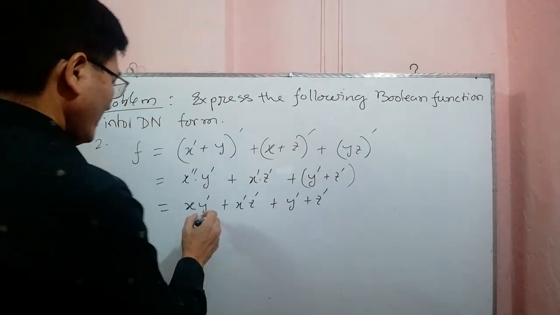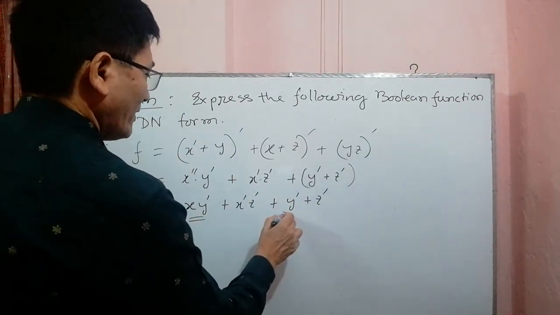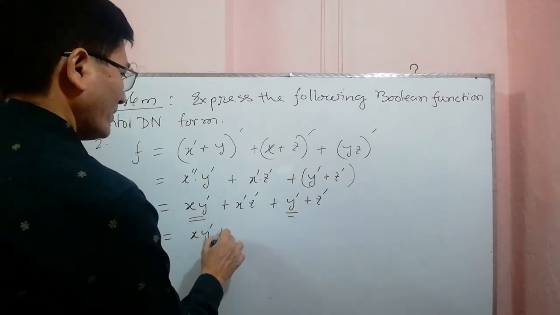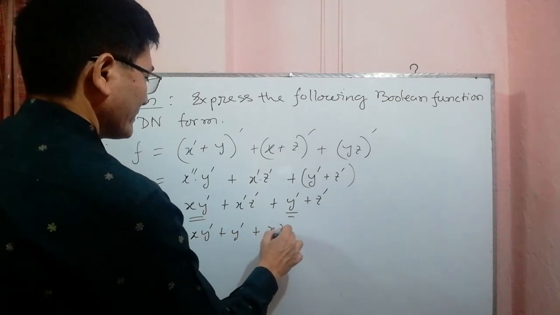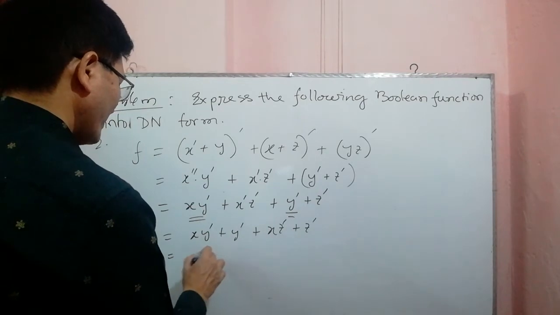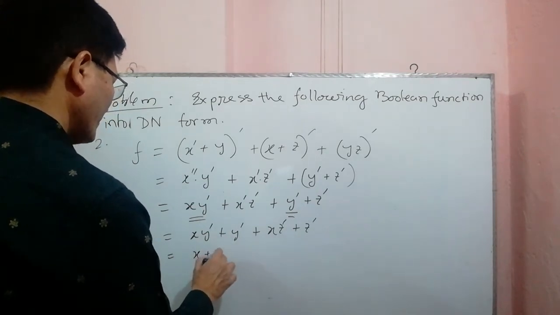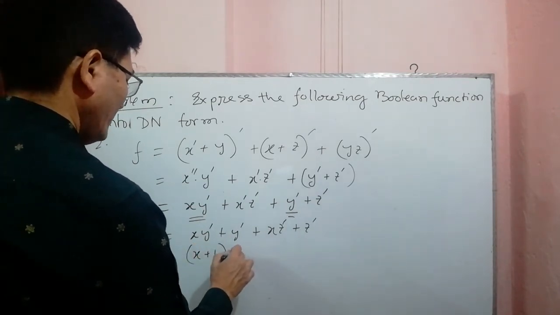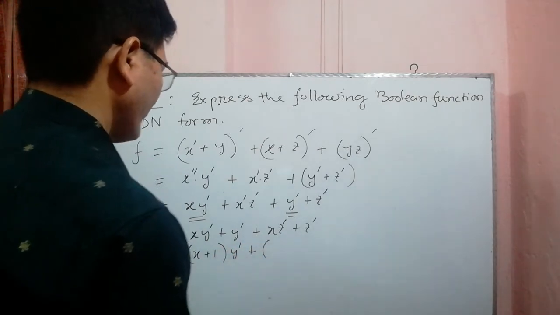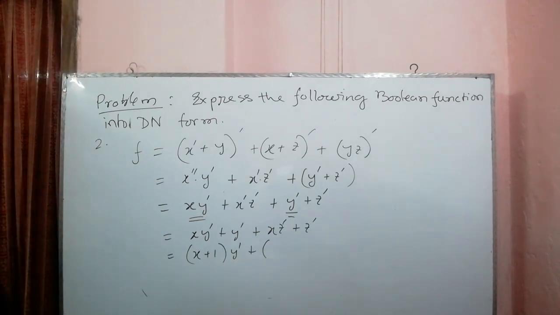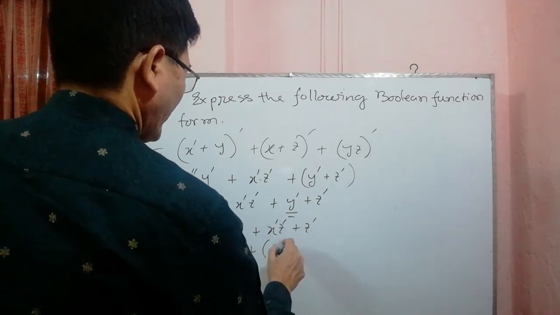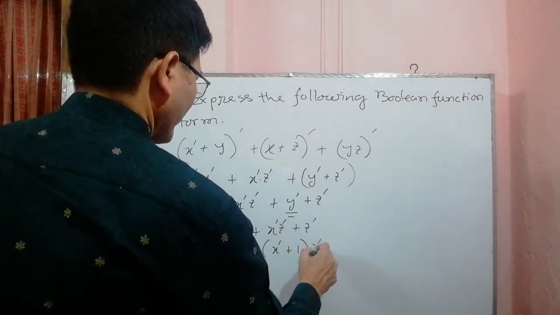For this procedure we are rearranging the terms: x y prime plus y prime and x z prime plus z prime, and take the common term y prime, x plus 1, y prime plus, dear students, this was z prime, x prime plus 1 and z prime.